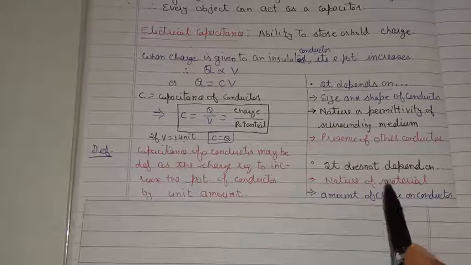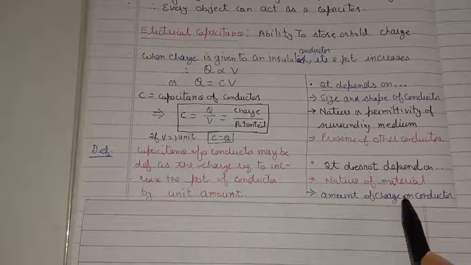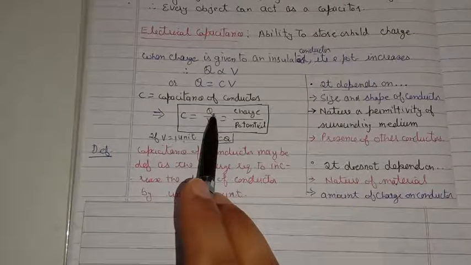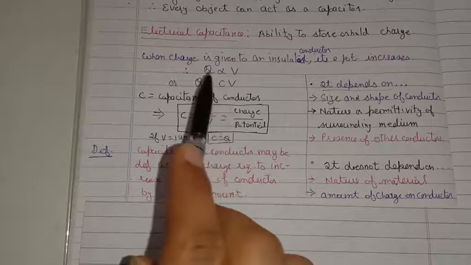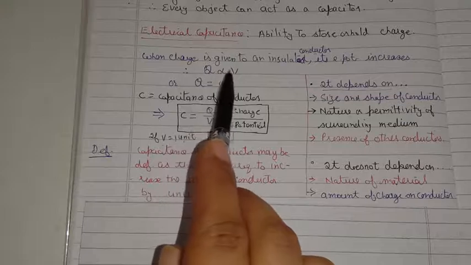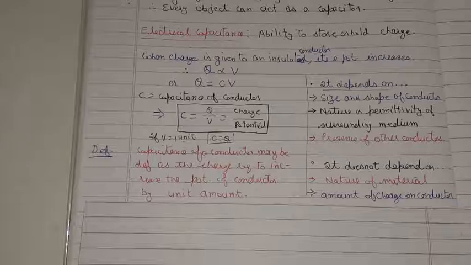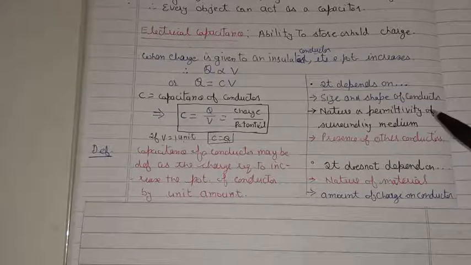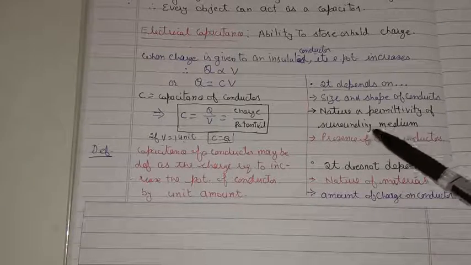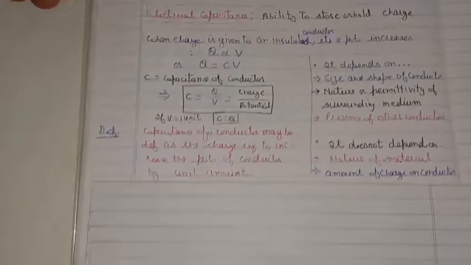Capacitance of a conductor does not depend upon the nature of the material used for storing the charge, and second, the amount of the charge on the conductor. So C does not depend upon Q. C does not depend upon V. Why? Because Q and V are proportional to each other. So any change in Q will bring an equal change in V. So the ratio of Q and V, which gives us C, will always remain the same. So that's why C depends upon the size and the shape of the conductor, the nature of the medium which is surrounding the body, and the presence of other conductors.